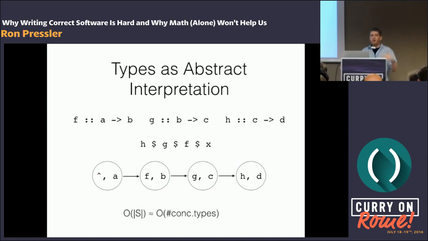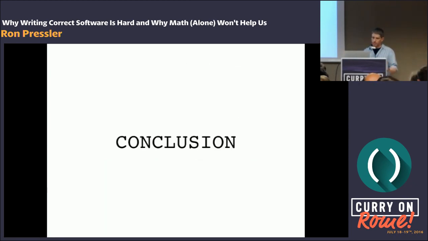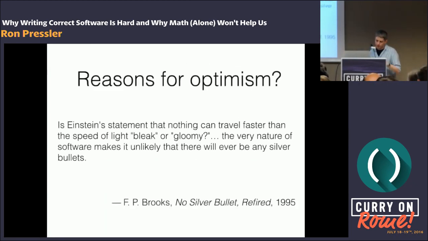On the other hand, in languages with dependent types, the number of concrete types can be infinite, and therefore type inference, which is still the order of number of states, is of infinite complexity, and therefore it's undecidable, and it's really as simple as that. All right.